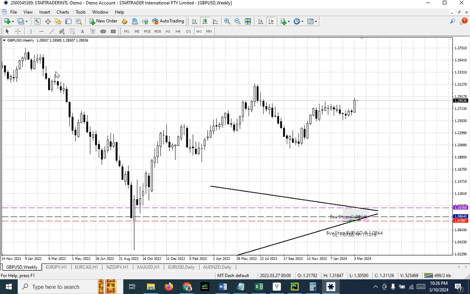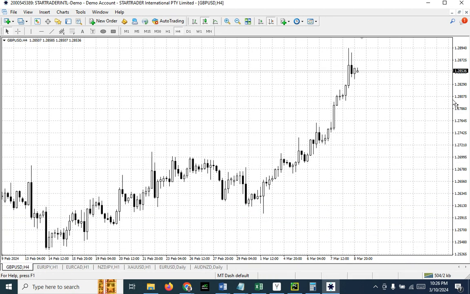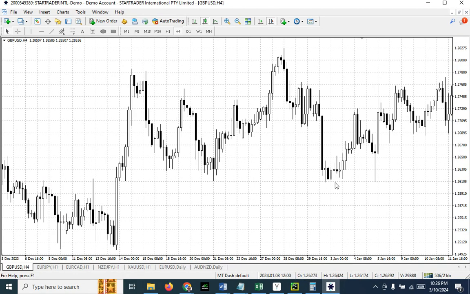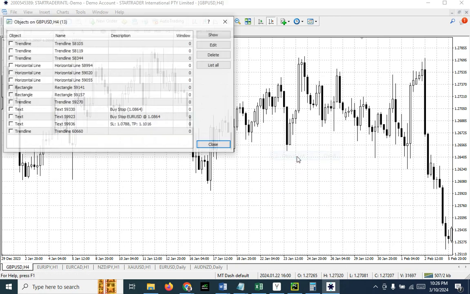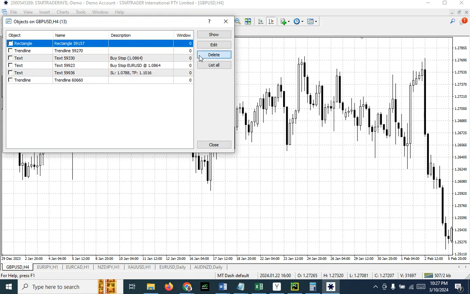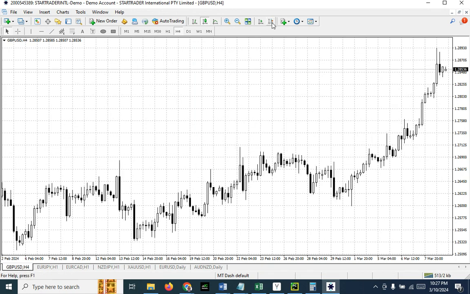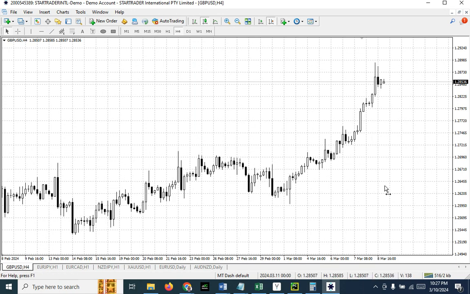I think there was a setup here. Let me check if there's a setup, if I marked up this trade. Did I mark it up? Okay, not a problem. Let's delete every markup on this setup and just start afresh. I want you guys to benefit from what I'm going to do so that you will learn.